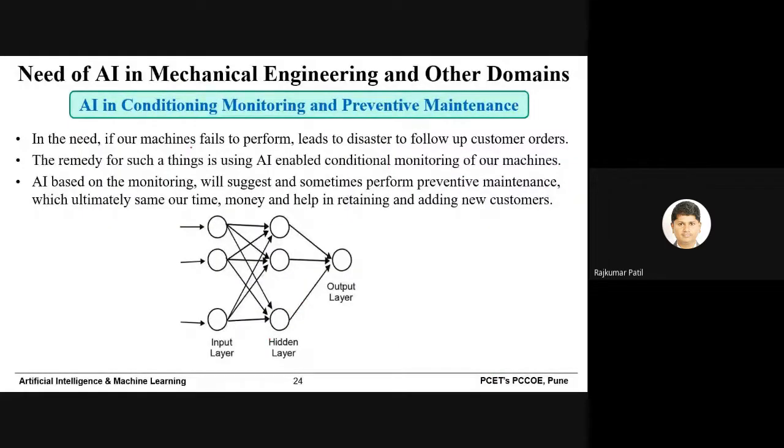Again, AI in condition monitoring and preventive maintenance. Let's take an example. Again, we will take the example of the magnetic bearing. In a magnetic bearing, we know that because of the magnetic field, the shaft is rotating in the air only. And that shaft can move in the axial direction or in the radial direction.